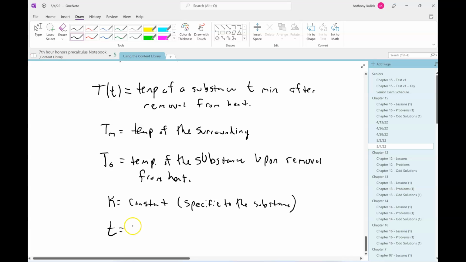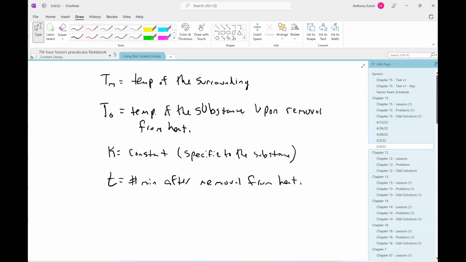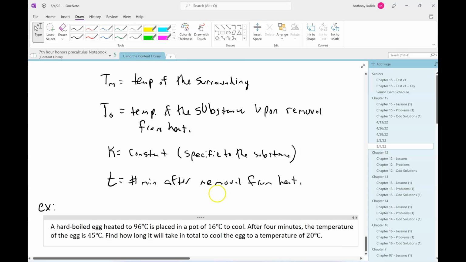And T is just the number of minutes after removal from heat. Okay. So my grilled cheese and tomato soup example is just illustrating that different substances are going to cool at different rates. They have different Ks, basically, even if they're heated to the same temperature and cooled in the same room. If they're different stuff, the rate at which they cool is different, and that matches what we observe in the real world, right?